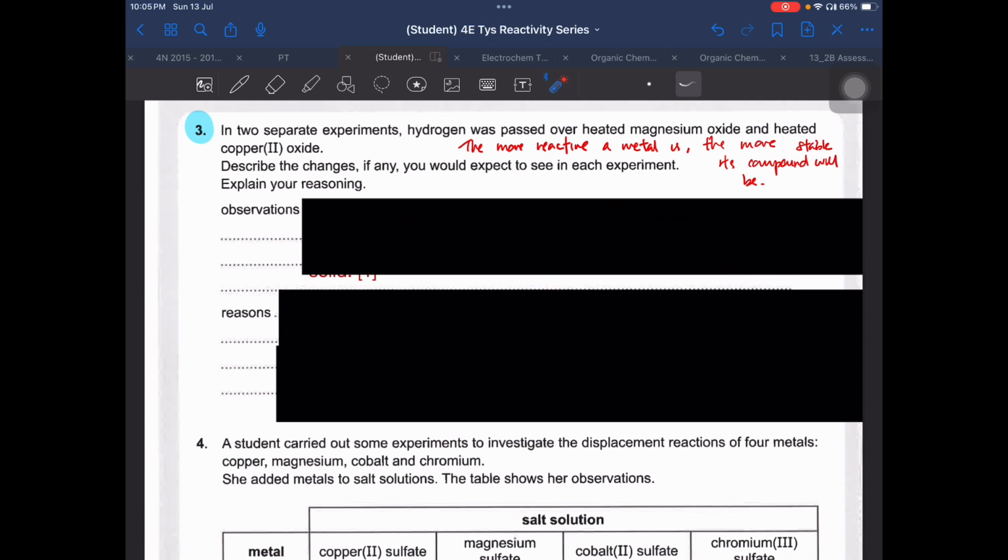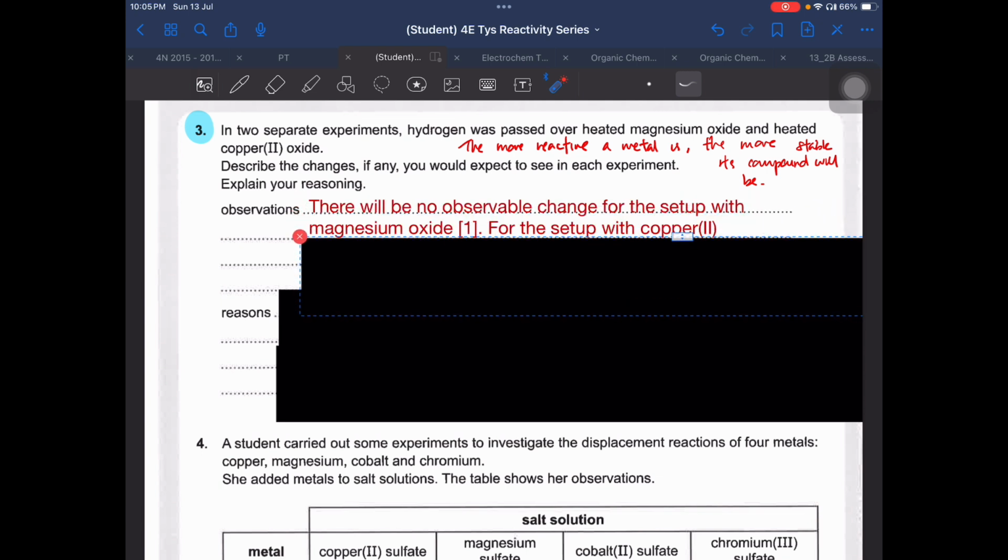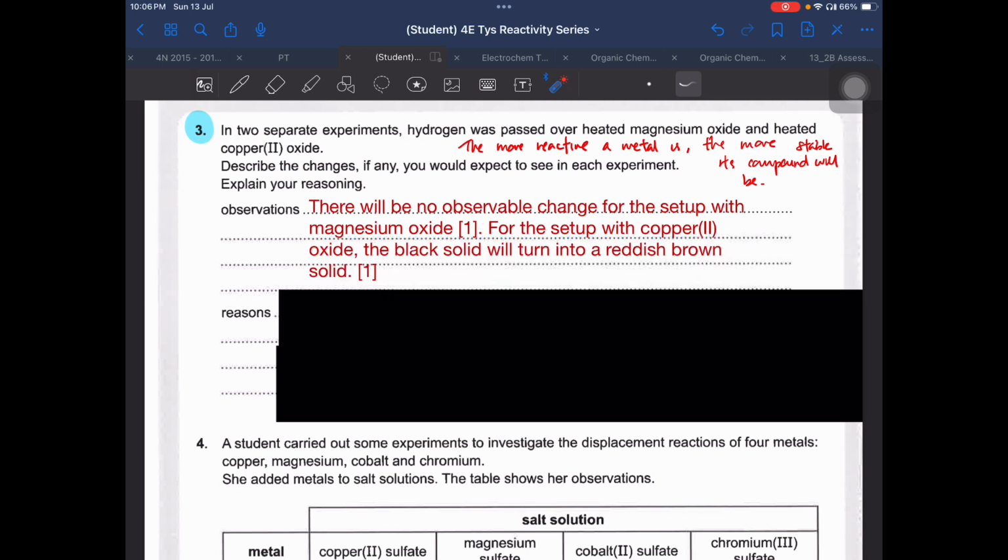So in this case, what we can describe is that for the case of magnesium oxide, there will be no observable change. Not that there's no reaction, because we can't tell whether there's a reaction or not, but we can be very certain that there's nothing that we can observe. As for the copper 2 oxide one, we can see that the copper 2 oxide, which is a black solid, will actually turn into a reddish brown solid. Now, this reddish brown solid, in case you're not too sure, is actually our copper.